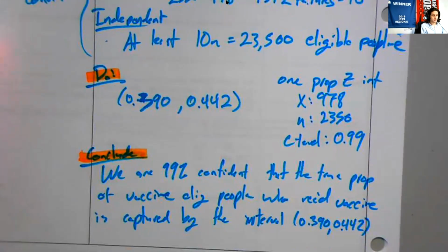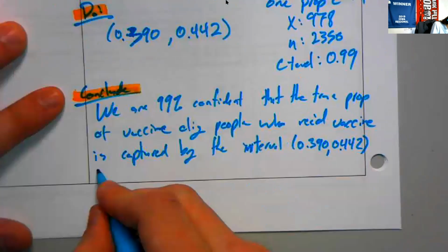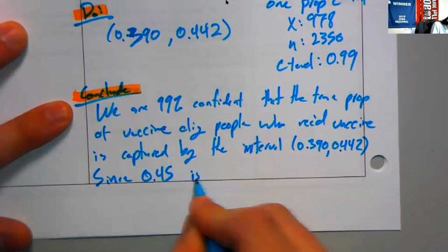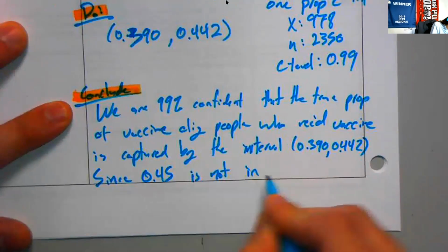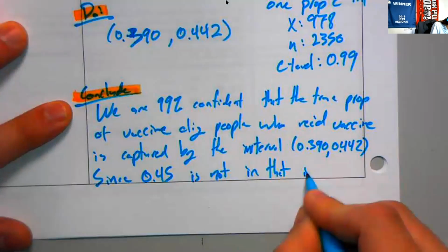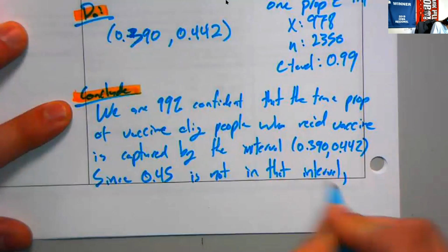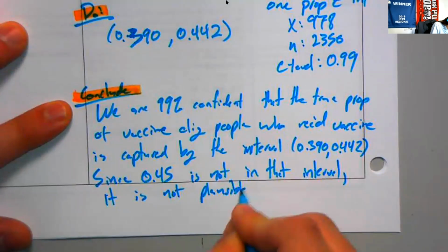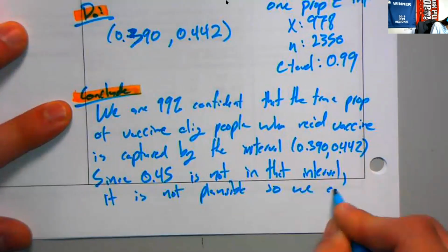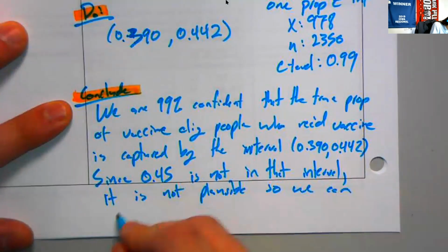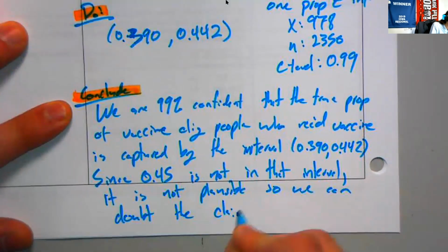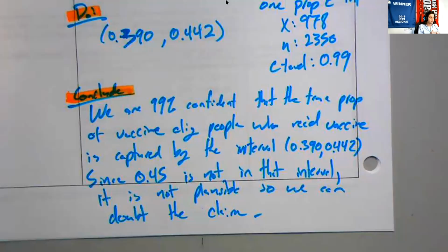Okay. Now what about our 45% thing? Since 0.45 is not in that interval, it is not plausible. So we can doubt the claim. Cool. That's all I have to say.